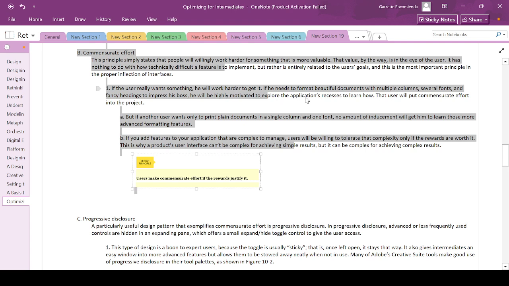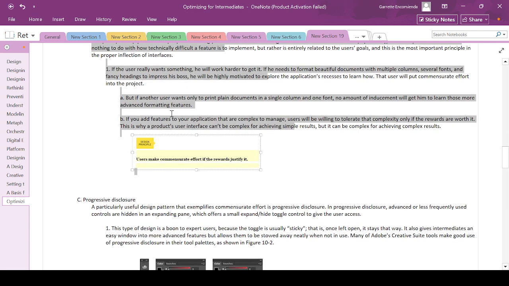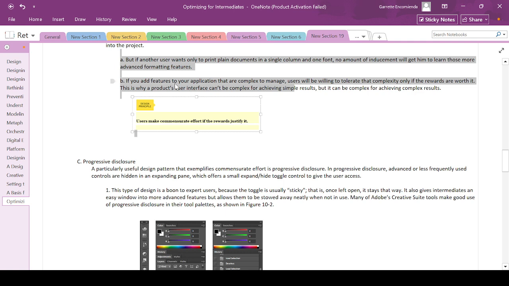If a user needs to format beautiful documents with multiple columns, several fonts, and fancy headings to impress his boss, he will be highly motivated to explore the application's recesses to learn how. That user will put commensurate effort into the project. But if another user wants only to print plain documents in a single column and one font, no amount of inducement will get him to learn those more advanced formatting features. If you add features to your applications that are complex to manage, users will be willing to tolerate that complexity only if the rewards are worth it.